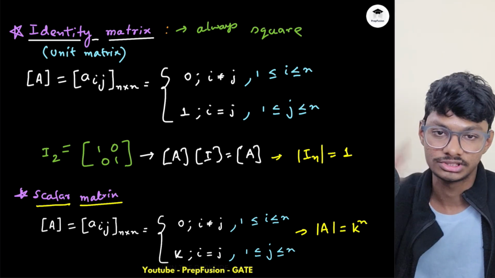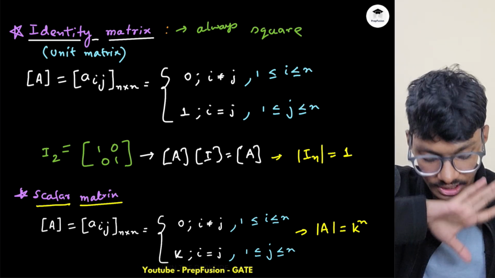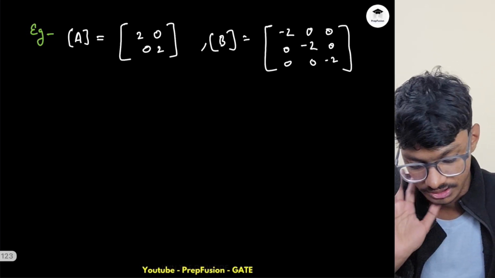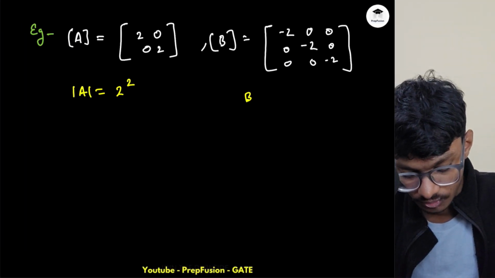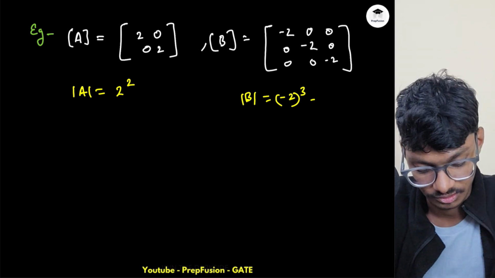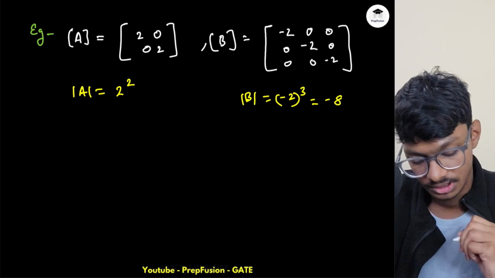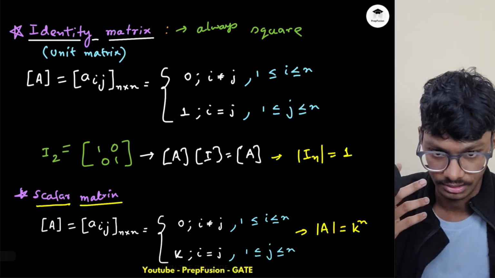Very simple, right? You just multiply the diagonal elements n times, because there are n diagonal elements, because the order is n cross n. How do we get it? You find the determinant of this, this will be 2 square. You find the determinant of this, this will be -2 whole cube, not just simply 2 cube. Just remember that, you'll make a mistake over it. It is -8. So with the example, you can understand, right?